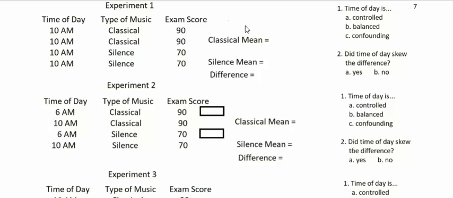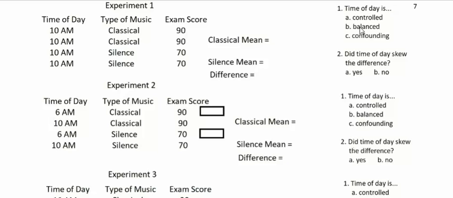What I want you to do is calculate the mean exam score of the classical group by adding the 2 numbers and dividing by 2. And I want you to calculate the mean of the silence group by adding the 2 numbers and dividing by 2. Once you get the mean of group 1 and the mean of group 2, calculate the difference. To get the difference, just subtract the mean of classical by the mean of silence and get the answer. And that's the difference. It's how far apart the 2 means are.